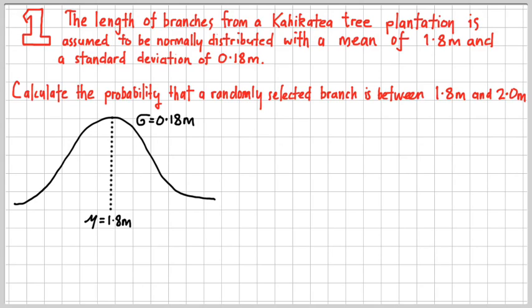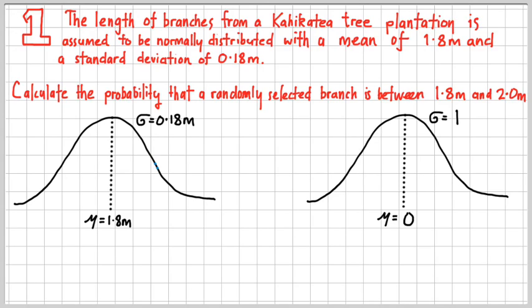So let us sketch a normal distribution. The sketch is fine, it does not have to be accurate. Place on there your central point, 1.8 meters, which is your mean, and your standard deviation of 0.18 meters. Now remember, we need to use the standard normal distribution to help us calculate the probability. So we're actually going to draw 2 diagrams.